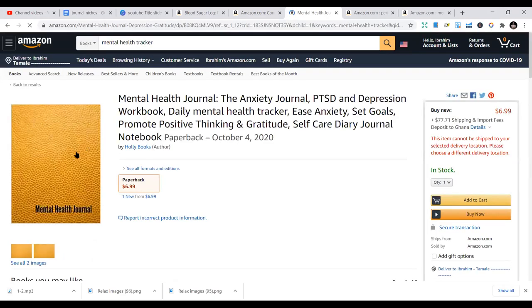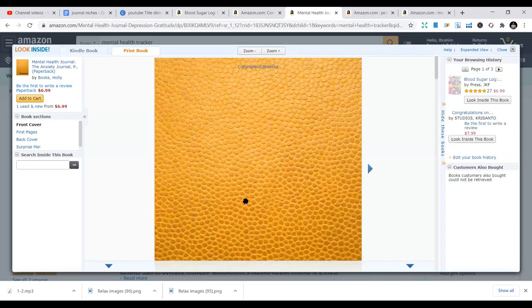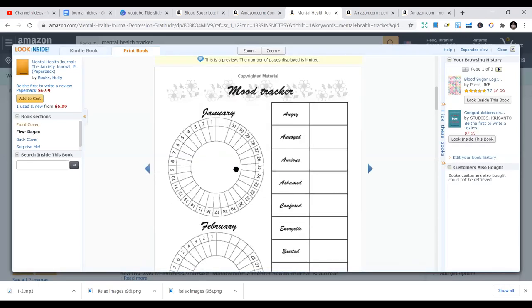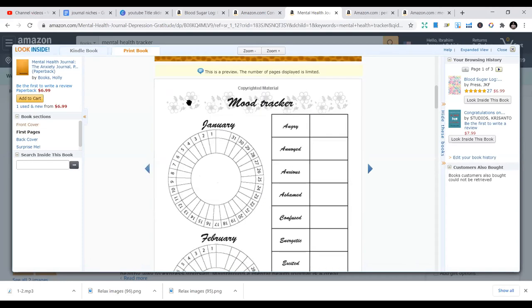That's simple. So in all the books, just spans here, you can see this one is just a simple cover. The person just picked one of the templates in Canva and just wrote mental health journal, which you can also do. So this is the interior of one of the books.